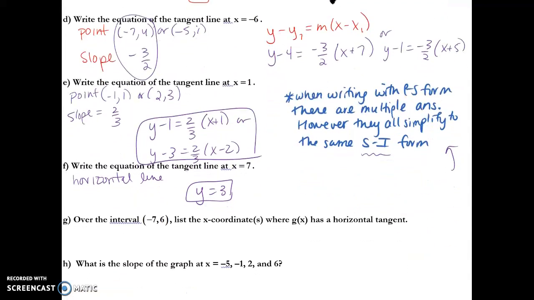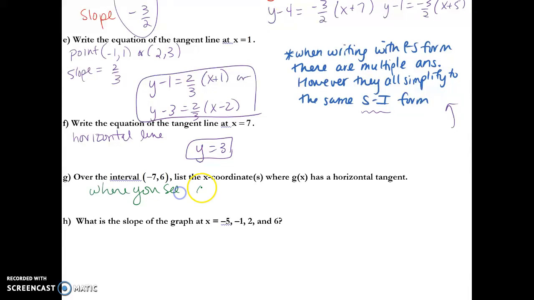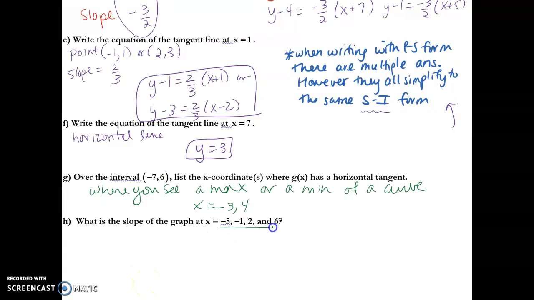So the way that you tell if you have a horizontal tangent, what you want to look for is where you see a max or a min of a curve. And this occurs at x equals -3 and x equals 4. And then we talked about what the slope of the graph is at -5, -1, 6, and 2. And like we mentioned at the beginning, those are all the points where our graph is discontinuous.